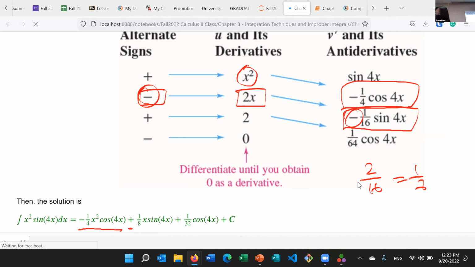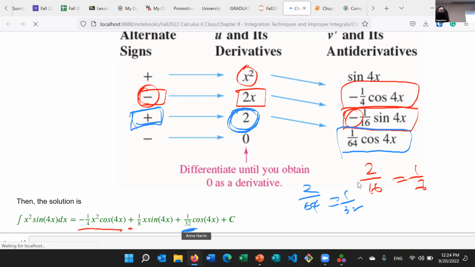Okay, Anthony, what's next? So I have positive, 2 times which one? My sign is positive, and then multiply by what? You need to multiply that with which expression? That's right, 1/64. So it'll be 2/64, which gives you 1/32. That's why you have a 1/32. Are you with me? Okay.